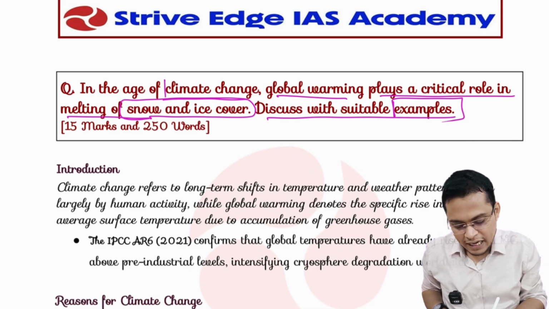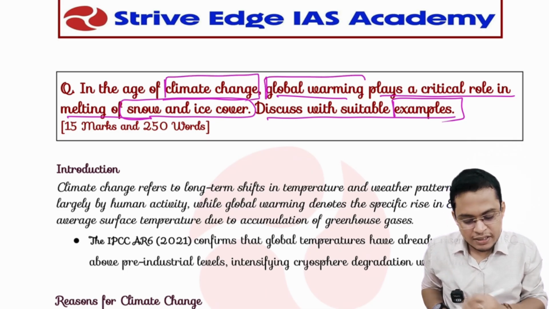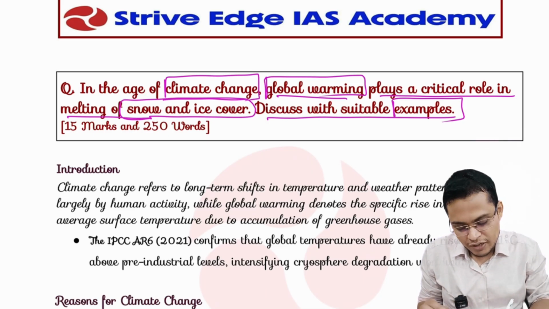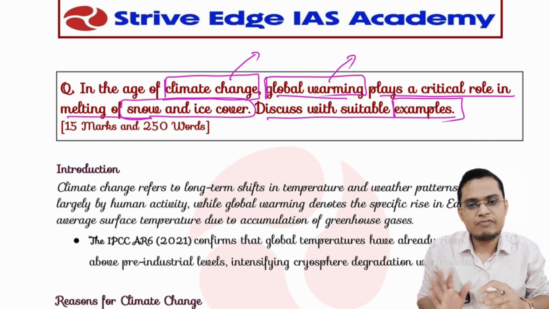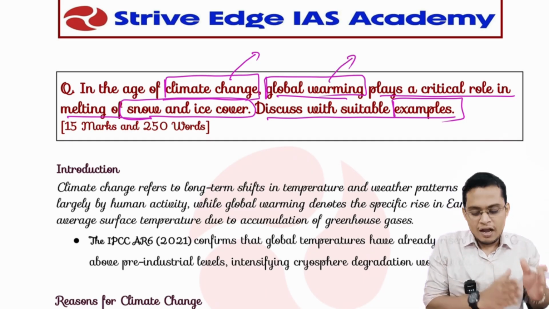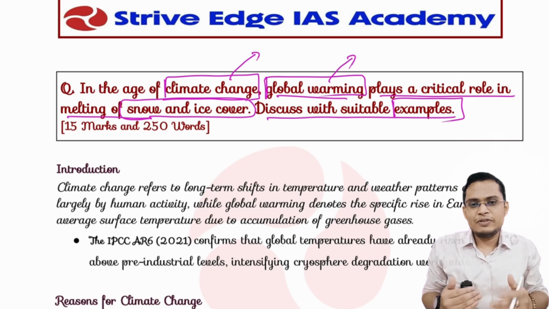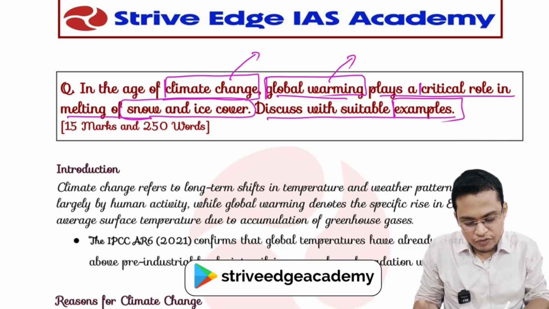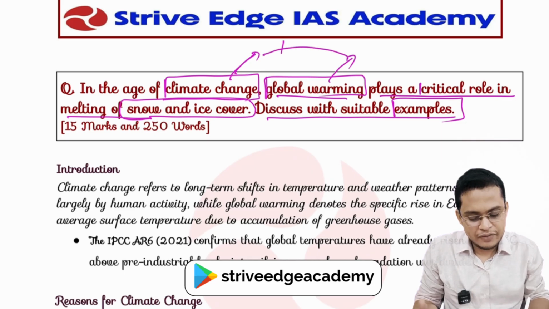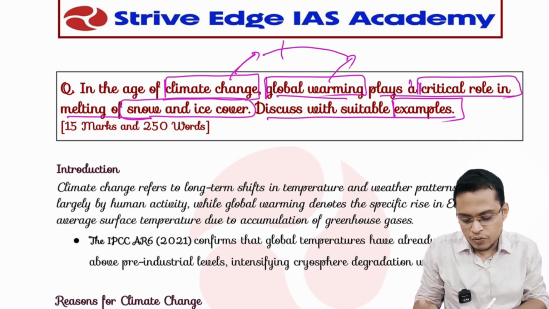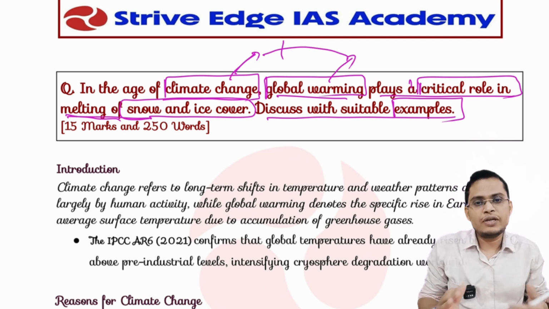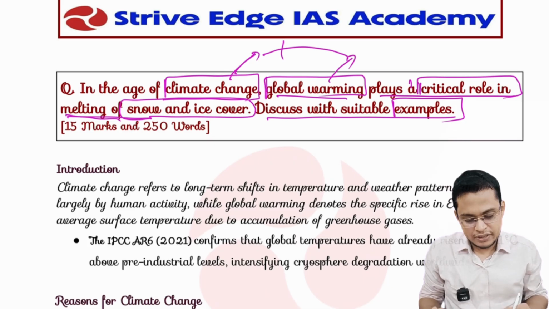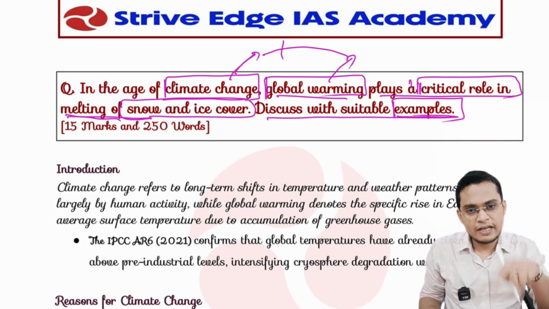Here the keyword is climate change. Here the keyword is global warming. So we should start our answer by defining these two keywords. Now you have to distinguish what is climate change and what is global warming. Then you have to link what is the linkage between global warming and climate change. Then we have to discuss the critical role of global warming in melting of the snow and ice. That is what we have to discuss, and while discussing we have to give examples.